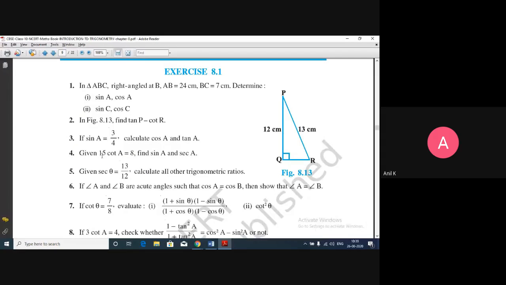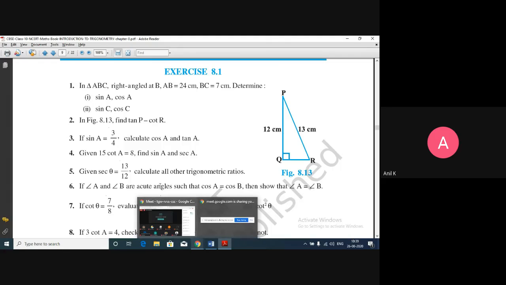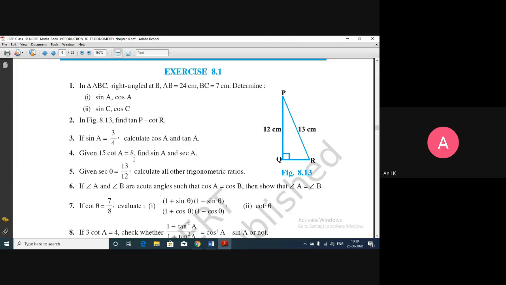Now question number 4, given 15 cot A equals 8, then cot A equals 8 upon 15. What is the definition of cot? The definition of cot is adjacent upon opposite. So adjacent is given as 8, opposite is given as 15. So you have to find the hypotenuse. After finding the hypotenuse, you have to find sine A and sec A.